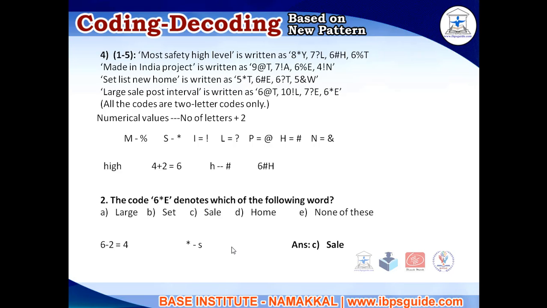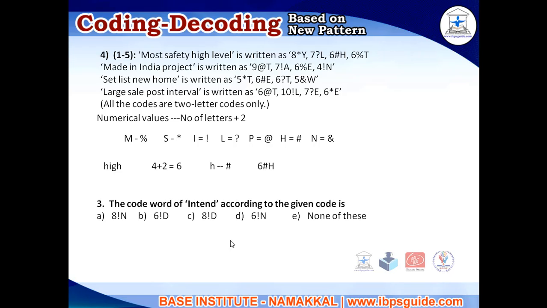Okay guys, in the next question, the code word of indent according to the given code is: the total word would be 6 letters, so the code is 8, and then for the letters, I denotes exclamatory symbol. We can get this coded term from the sentences which contain the words starting with I, India and interval, and the last digit of the code would be D. So the answer is C option, that is 8 exclamatory D.